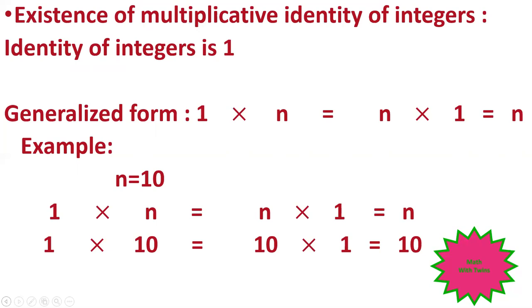This will result in 1 into 10 equals 10 into 1. 1 into 10 is equal to 10 and 10 into 1 is also equal to 10, which gives us 10. So the generalized form, given n, when multiplied, 1 into n equals n into 1. So the answer is correct, that is, the n value and our product value are the same. Thus the existence of multiplicative identity of integers holds good.